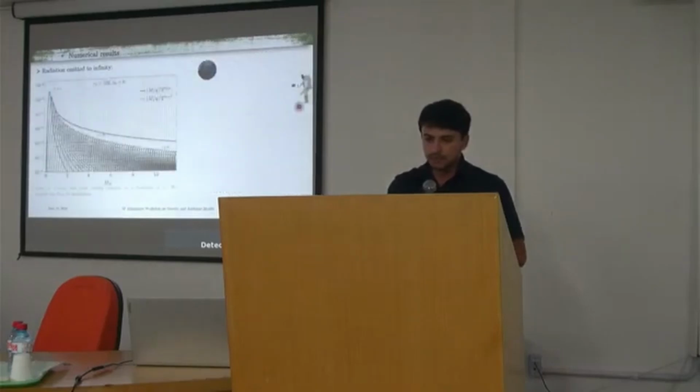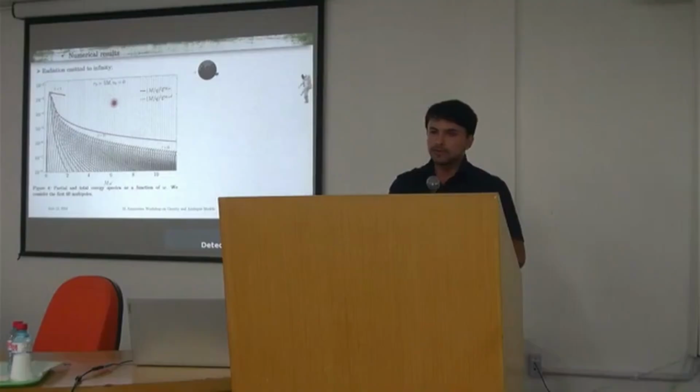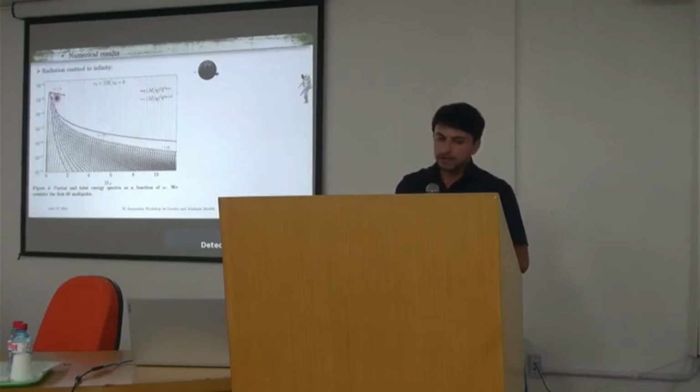We can also verify the influence of the case where the charge is released from a finite distance from the black hole, in this case from rest. So we consider the case of the charge falling from the photosphere. The quasi-normal modes of the black hole play a part in this case because it is almost the position of the maximum of the spectra.